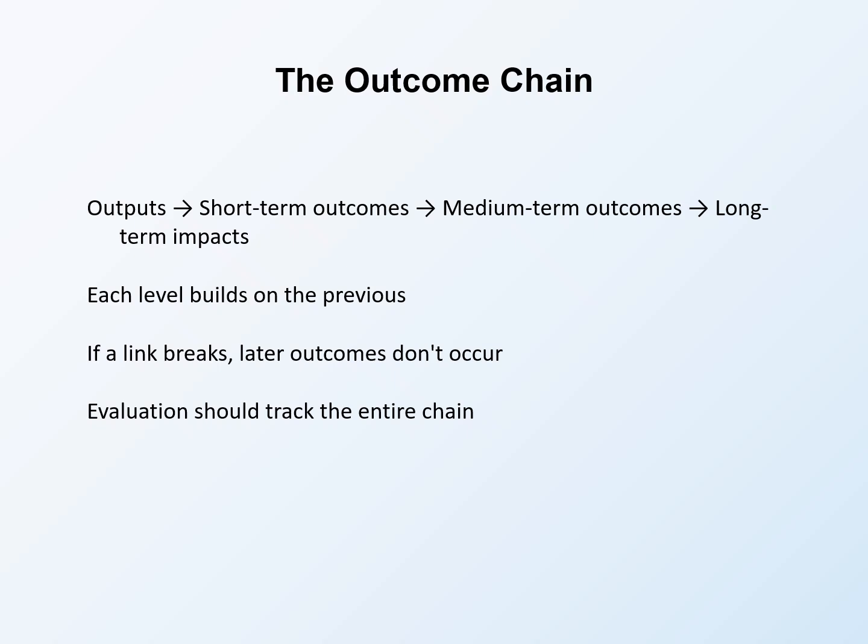And if a link breaks, later outcomes don't occur. If education doesn't produce knowledge, behavior won't change. If behavior doesn't change, health won't improve. This is why evaluation should track the entire chain. If you only measure long-term outcomes, you won't know where things went wrong if they don't materialize. If you track the chain, you can identify which link failed.